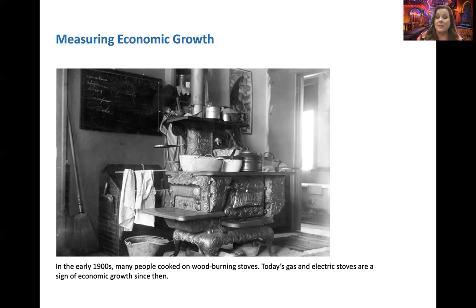This used to be in the center of the house, and not only would you cook your food on it, but it would be what would heat the house. So on really cold days, people would sleep around the cast iron stove, the furnace, to keep warm.